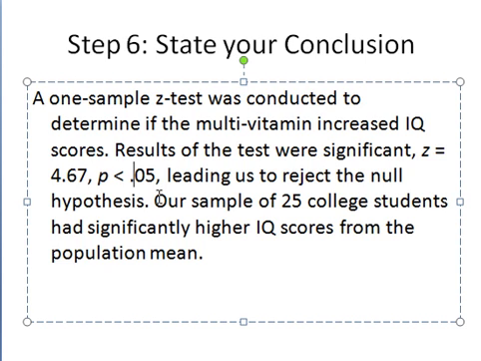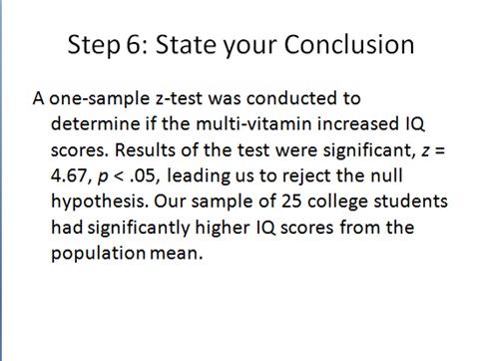Our sample of 25 college students had significantly higher IQ scores than the population mean. So we're basically restating what our original hypothesis was, but now it's not a hypothesis anymore, it's something that we found. We're not saying that the multivitamin absolutely will work on everyone and increase their IQ. We're simply saying that in our sample, our mean was higher, so much so that it was significantly higher. So we justify why we reject the null hypothesis here. And that's really all that we can say right now.